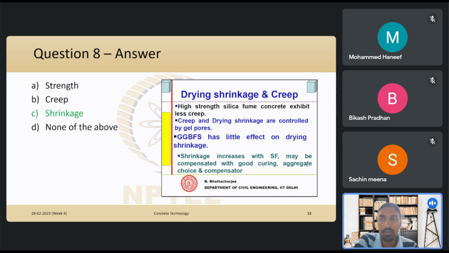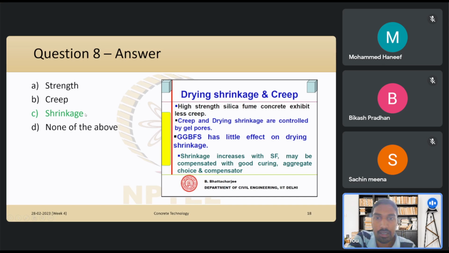We already saw that silica fume will give you higher strength. It will also reduce creep, so it is actually advantageous in that sense. But with respect to shrinkage, it's a point of concern. It's going to increase your drying shrinkage, so it is a disadvantage in that sense. That is something we should keep in mind when we are going for silica fume as an admixture. So it gives you higher strength, lowers your creep, but it will also increase your shrinkage.